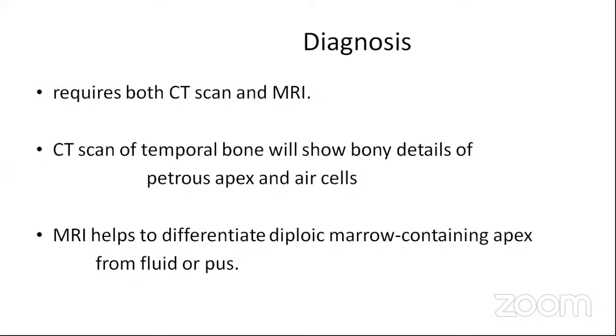So how do we diagnose it? We require both CT scan and MRI. CT scan of the temporal bone will show bony details of the petrous apex and air cells, and MRI will help to differentiate between the diploic marrow-containing apex and the fluid-filled apex.